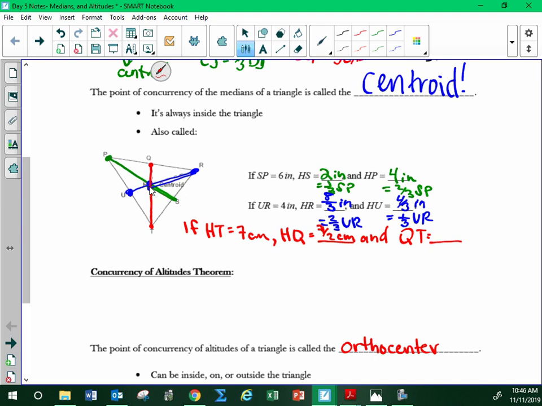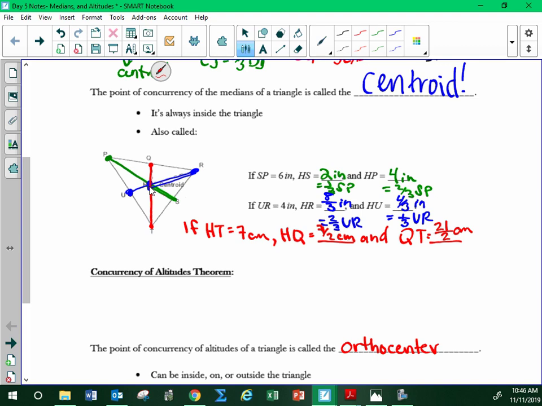So then how much is the whole thing, QT? 10.5, or 21/2 centimeters. Let's think through possible ways we can do this. I know that HT is my 2/3 chunk and HQ is my 1/3 chunk. So if you remember that relationship between them, HQ being the 1/3 chunk is only half of my HT. So that's why I said half.